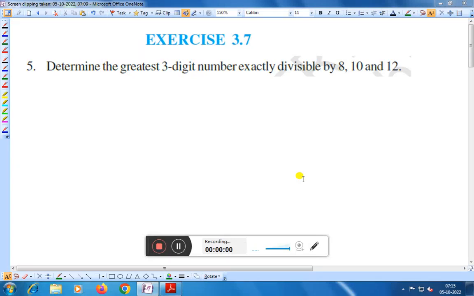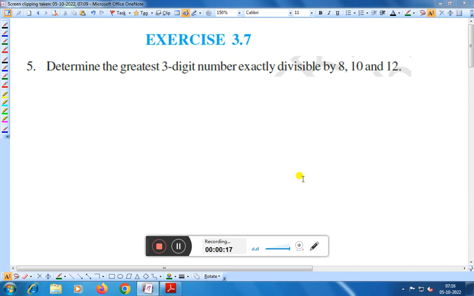Hello everyone, today we shall discuss exercise 3.7 question number 5. Determine the greatest 3 digit number exactly divisible by 8, 10 and 12. Here you see the question is exactly divisible by 8, 10 and 12.